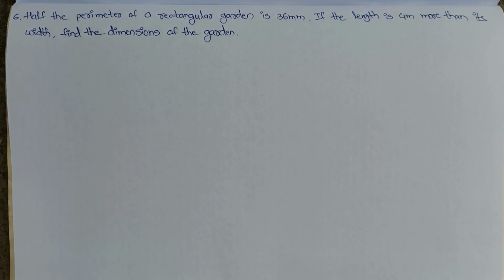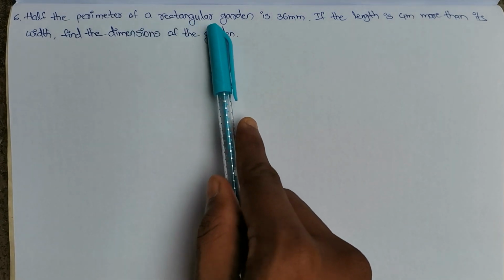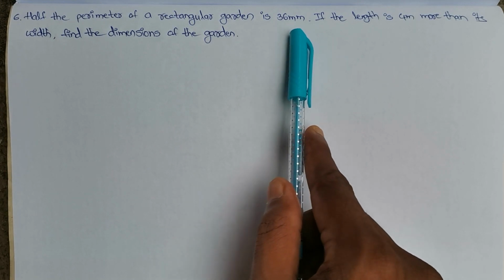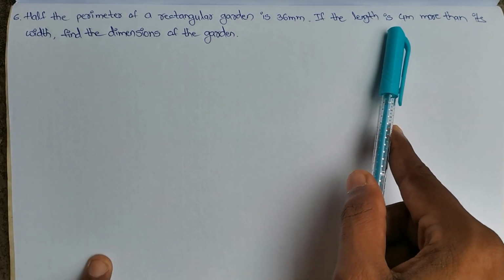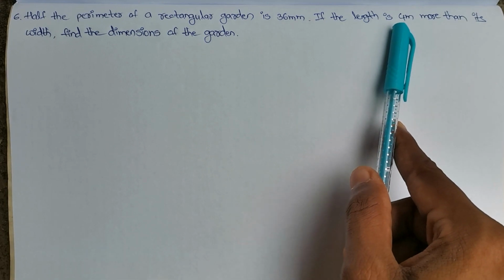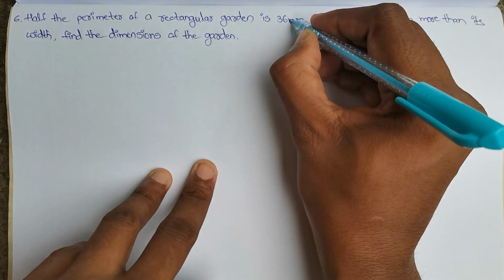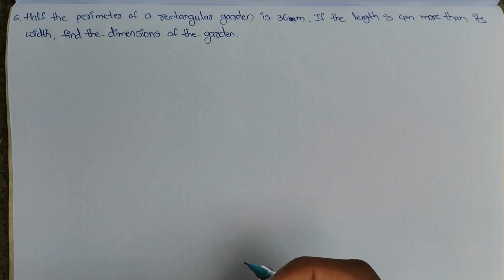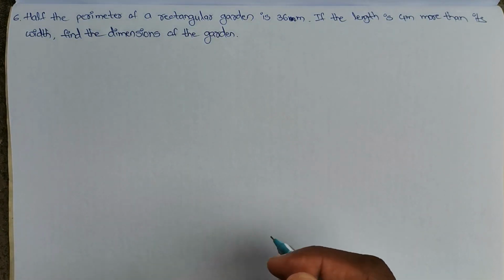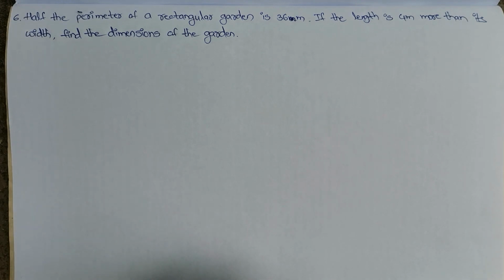Okay, look at the question. Half the perimeter of a rectangular garden is 36 millimeters. If the length is 4 centimeter, 4 meter. Okay, this is not millimeters, this is meters. Half the perimeter of a rectangular garden is 36 meters. If the length is 4 meters more than its width, then find the dimensions of the garden.